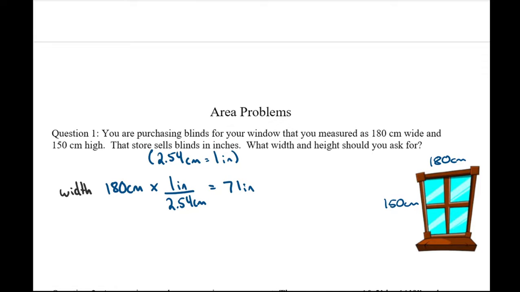Our height, we'll look at next, and it's going to be exactly the same calculation, except instead of 180, I'm using 150 centimeters. Multiplying it by our unit rate, 1 inch divided by 2.54 centimeters. Basically 150 divided by 2.54, and we get 59 inches roughly. So the height and width that we should ask for would be 71 by 59, and that would be the appropriate units in inches.